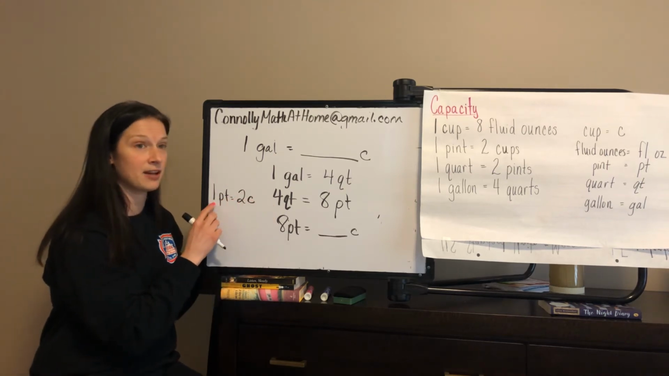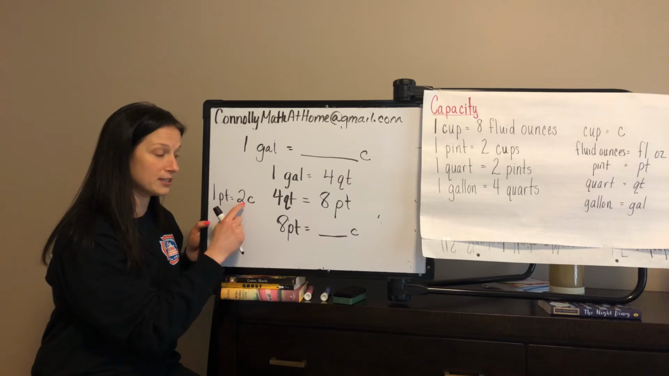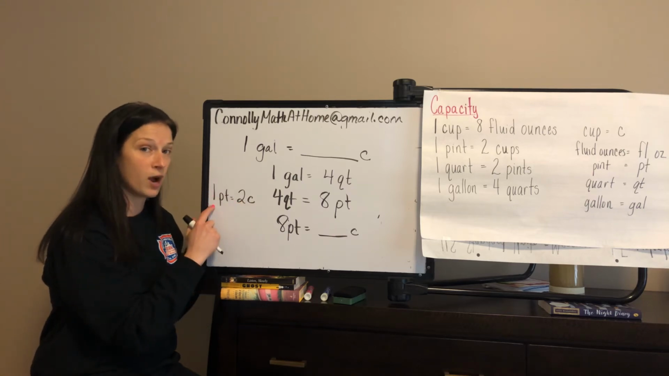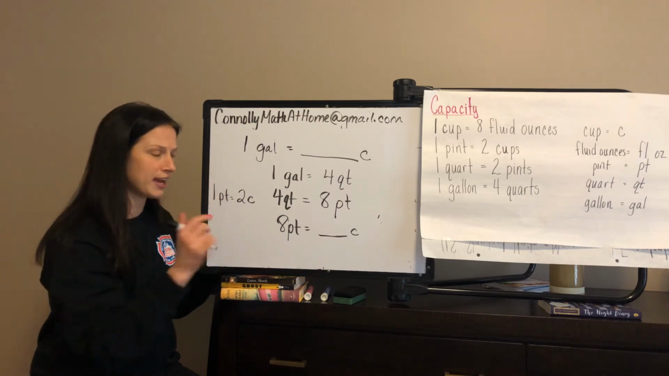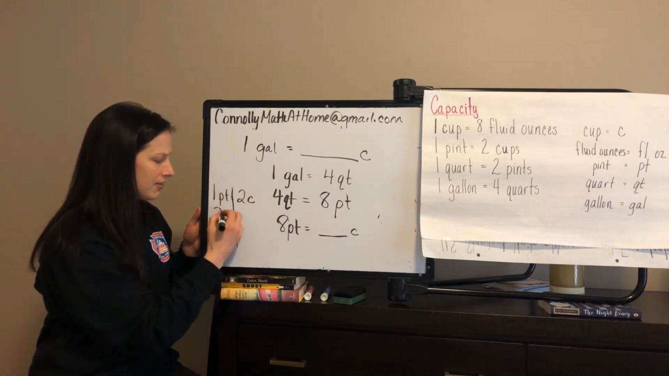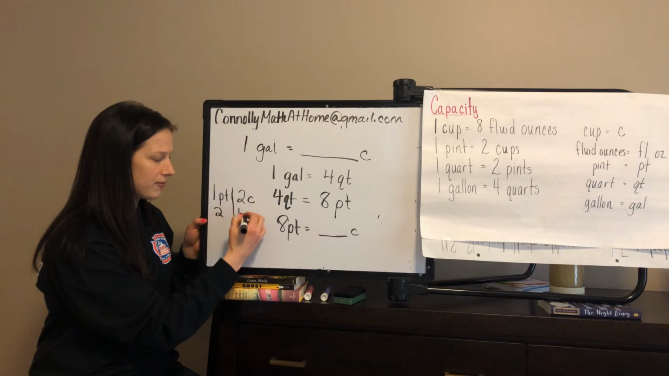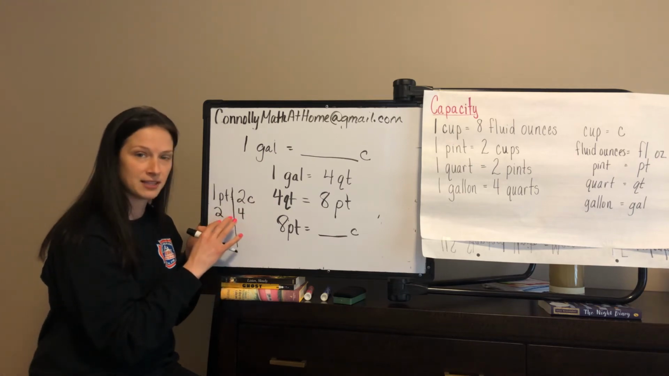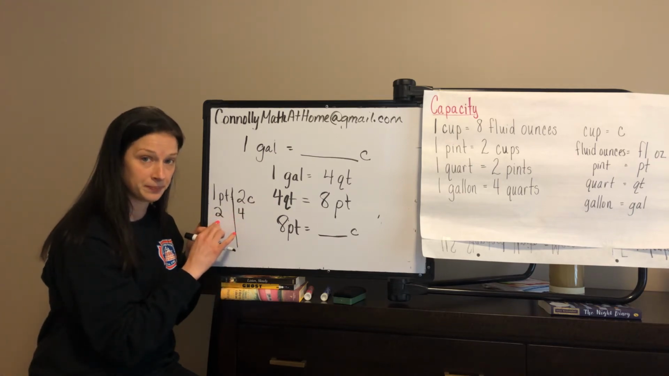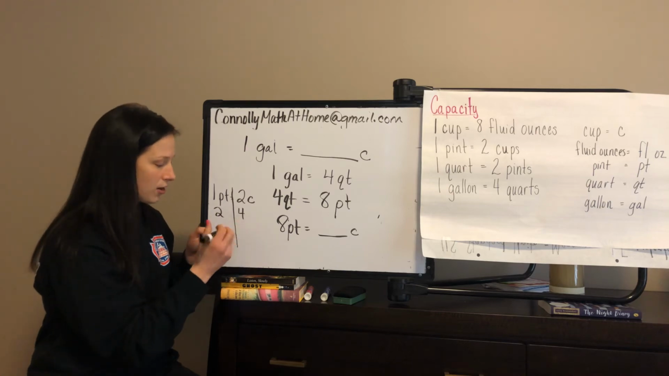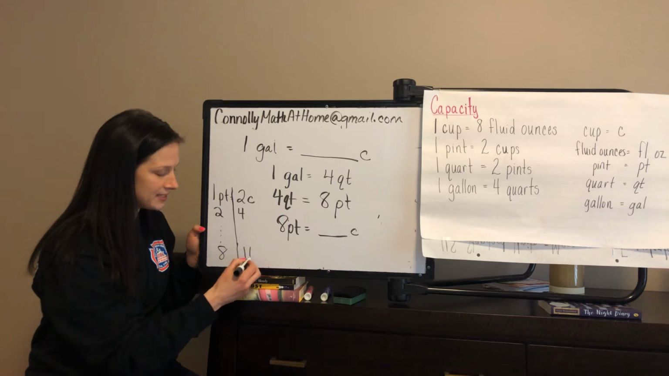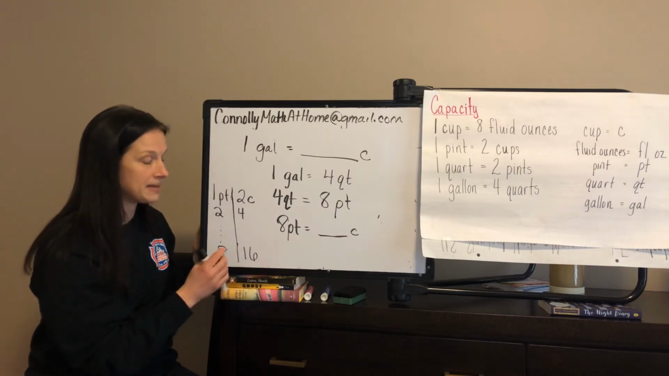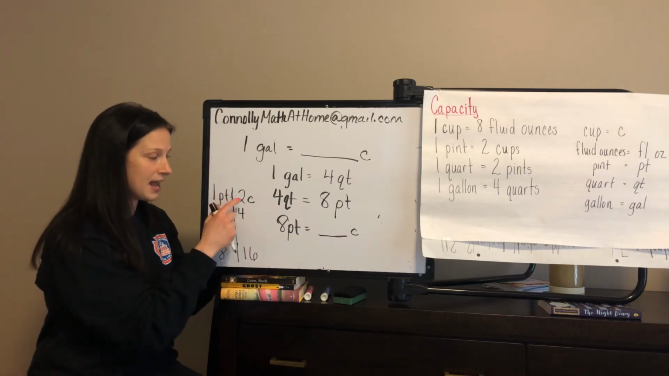So I'm asking myself, how am I getting from 1 pint to 2 cups? I'm doing 1 times 2. Let me just make sure that's true if I had a little table going on right now. If I had 2 pints, I would have 4 cups. Am I multiplying this number by 2 every time? Yes. Okay, so if I have 8 pints, I know I have 16 cups because every single pint has 2 cups.